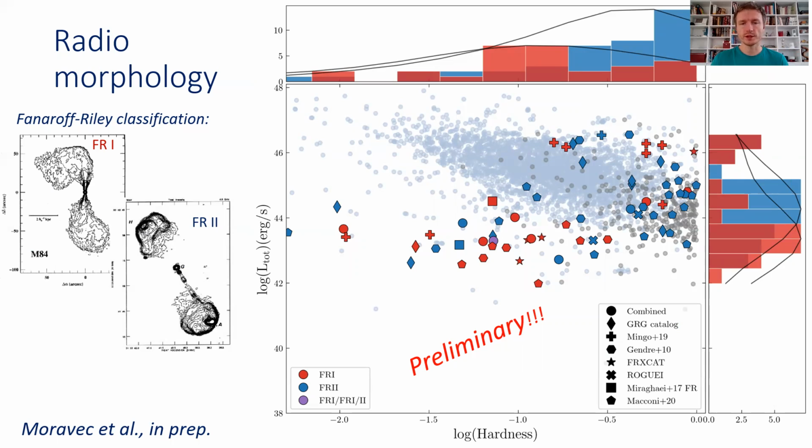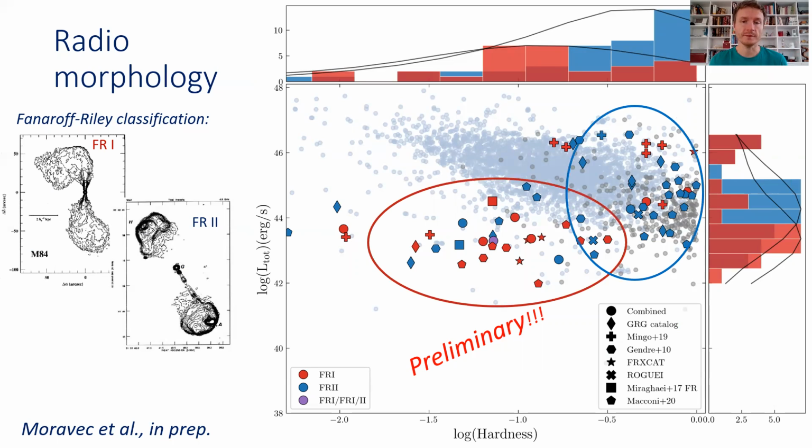So FR2s might have more later jets evolved in the system than FR1s. And indeed, in the hardness luminosity diagram, the populations have slightly different positions. The FR1s maybe are precursors of FR2s.